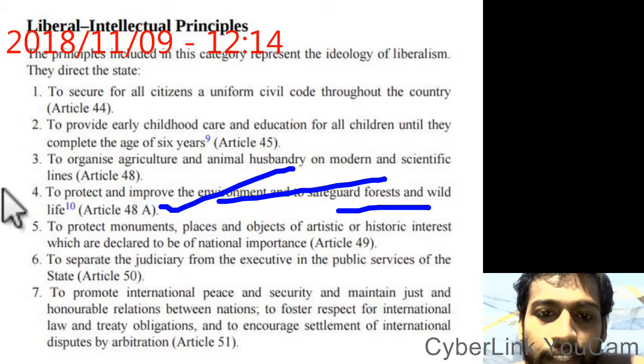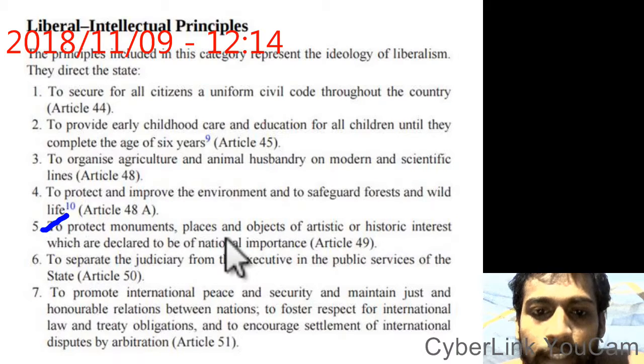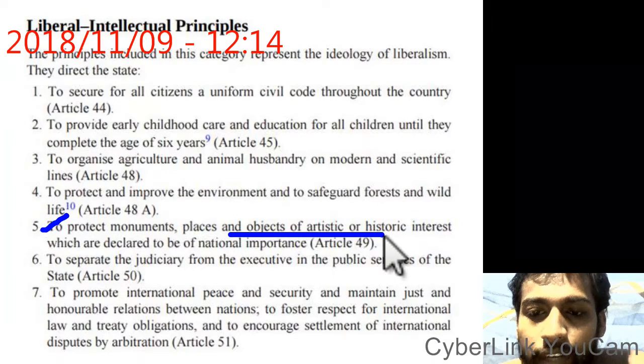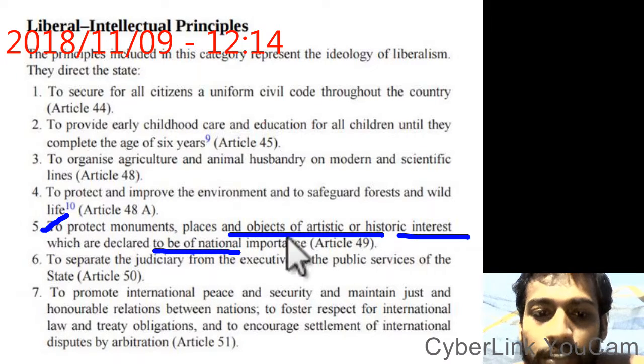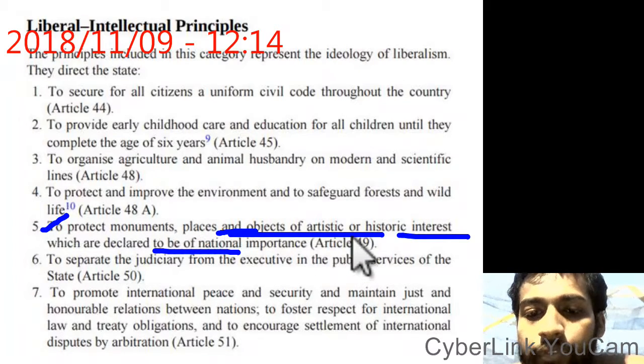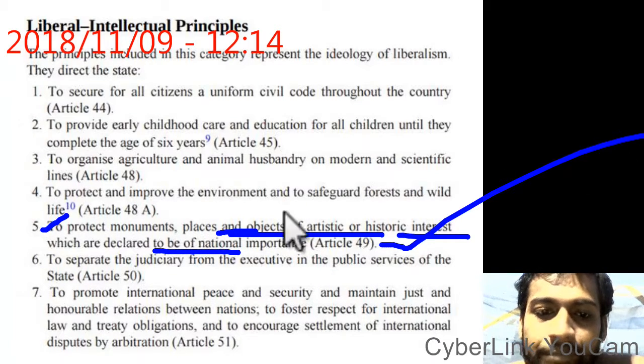Article 48A. And to protect monuments, places and objects of artistic and historic interest which are declared to be of national importance. Article 49. Many monuments and other historic places are important here for national importance, so it is Article 49.